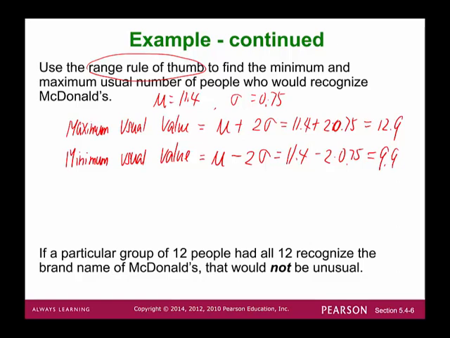Okay, so as you can see, for this particular group of 12 people, 12 is greater than 9.9 and less than 12.9. So this is a usual value. This is the range for usual values. That means that 12 people recognizing the brand name McDonald's will be usual, not unusual.